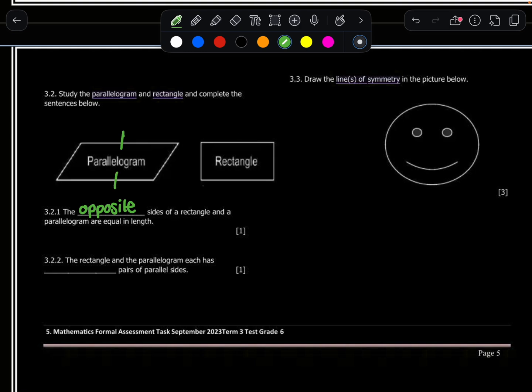The same in a rectangle. That's opposite to that and equal in length. Same here, this side is opposite to this side. They're equal, and same for a rectangle.